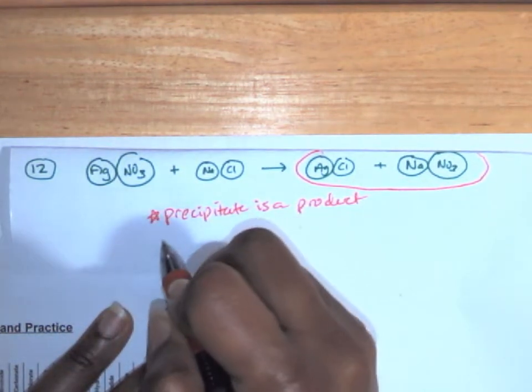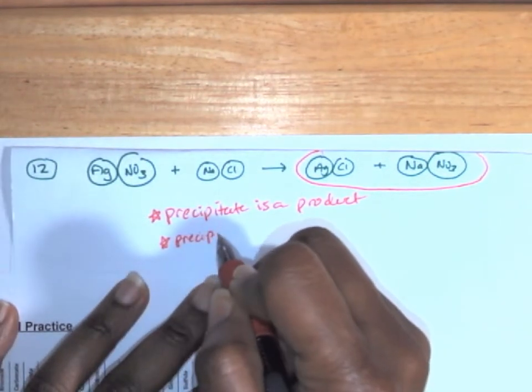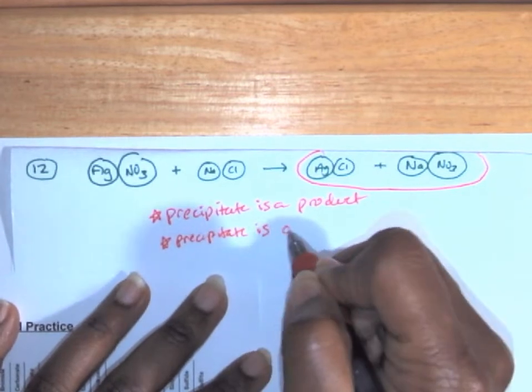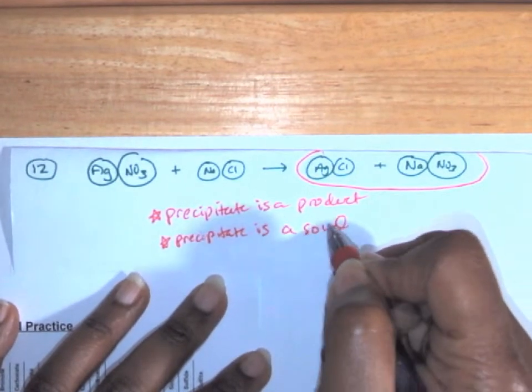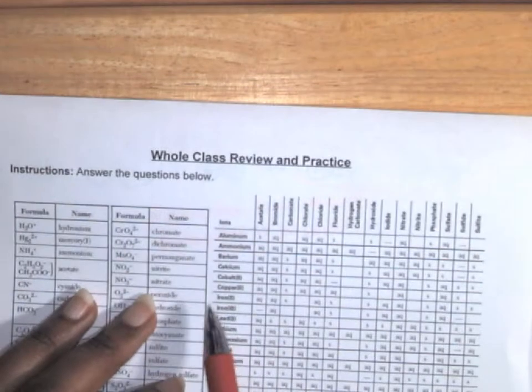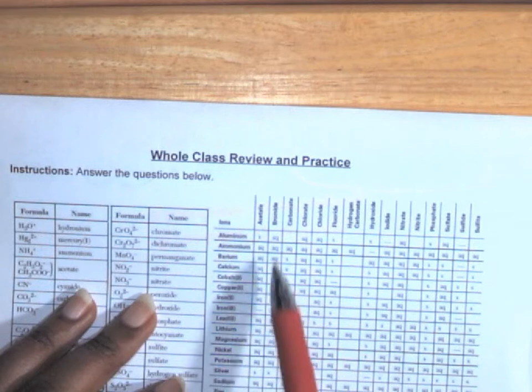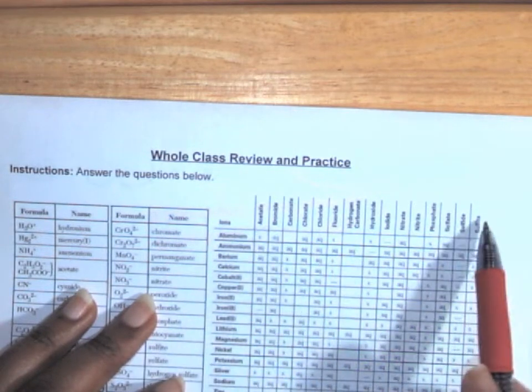Now your precipitate is going to be a solid. It's going to be insoluble, meaning it does not dissolve, and so it's going to be a solid. So how do you figure out whether or not it is a solid? This table has a list of ions. The vertical column is your cations. The horizontal column is your anions.